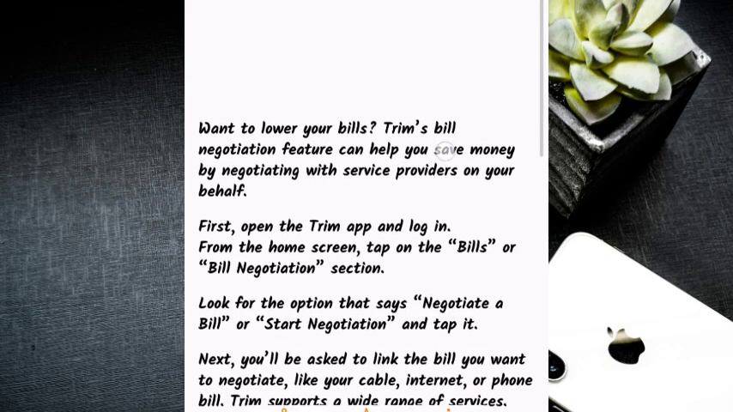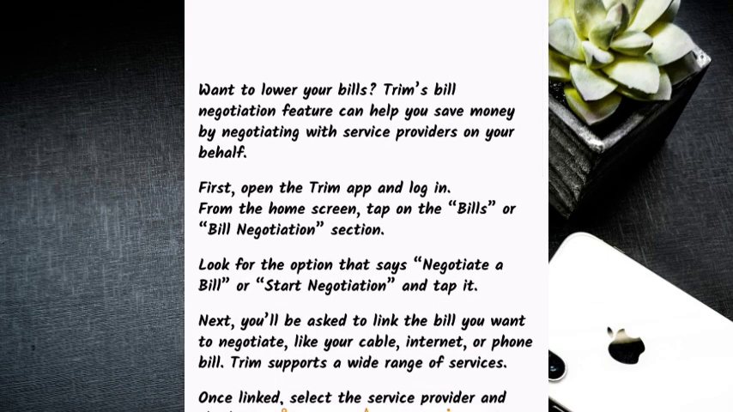All you've got to do is first open the Trim app and log into your account using your credentials. And then from the home screen, you're going to tap on the bills or bill negotiation section. There you're going to look for the option that says negotiate a bill or start negotiation, and then just tap on that.